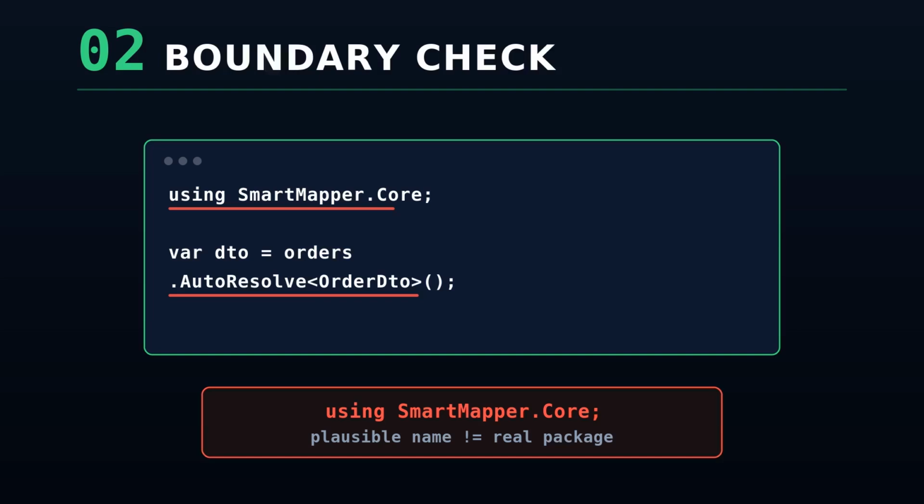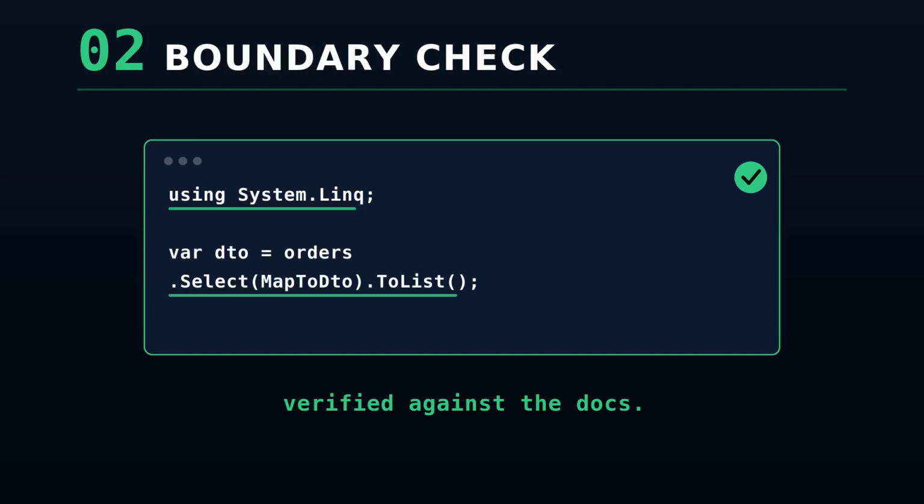Green version. Every unfamiliar boundary name verified against official docs before merge. 30 seconds of docs beats an afternoon of build logs, and if the AI can cite the doc, make it do that in the PR description.